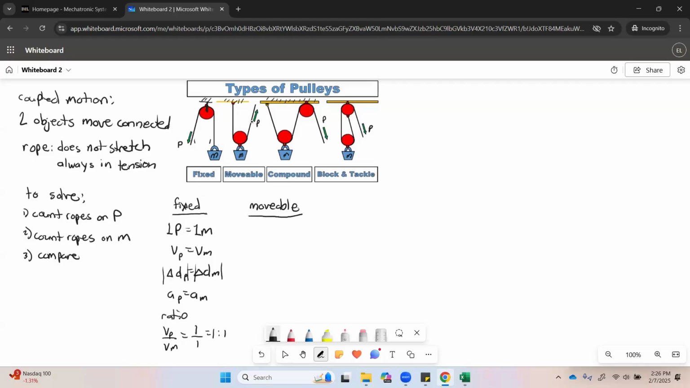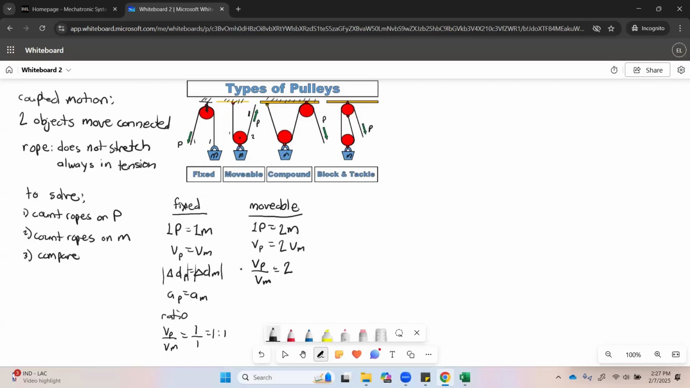So this one, we have one force pulling on P. And then how many ropes are pulling on M? Well, M is connected to this cable right here, and it's got 1, 2 ropes pulling up. So this means that P is only going to pull with half of the force that it takes to lift M. But we'll put the ropes down here. So we'll say that 1P equals, so now there's 2 ropes on M. So VP equals 2 VM, and the mechanical advantage VP over VM equals 2.